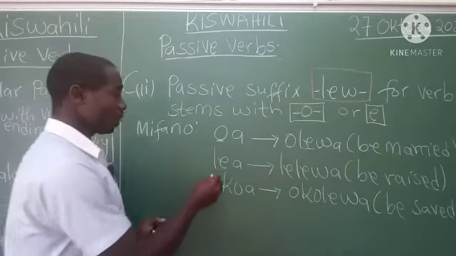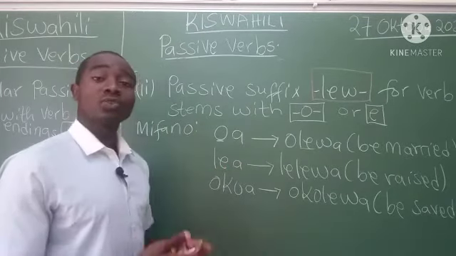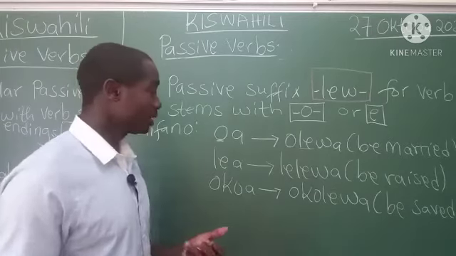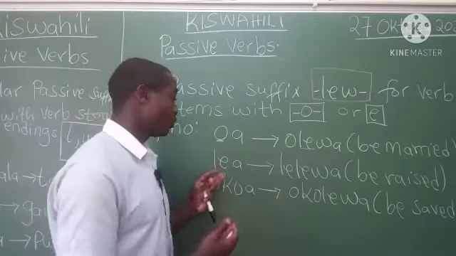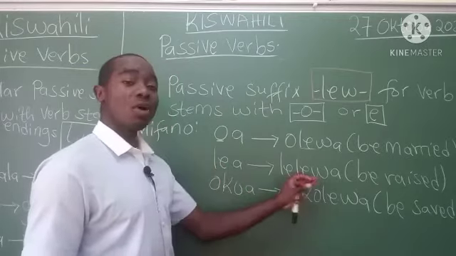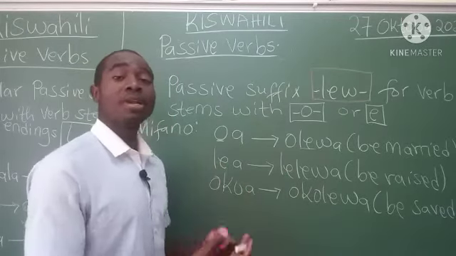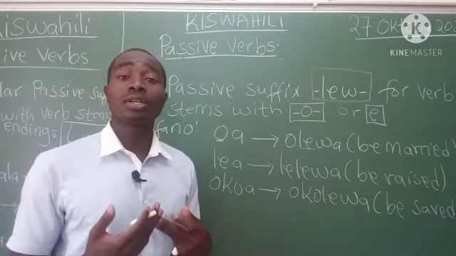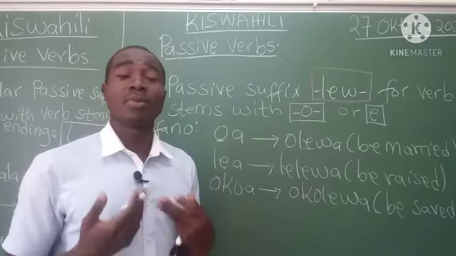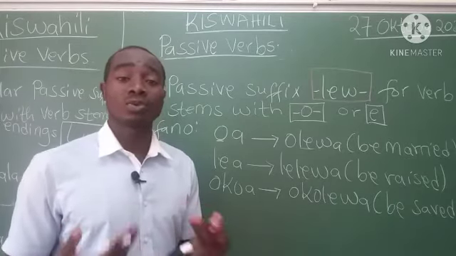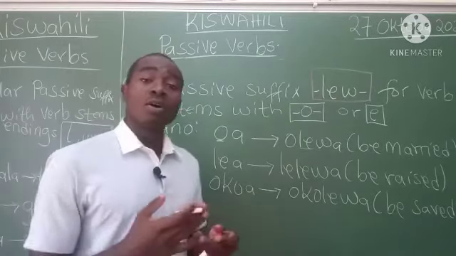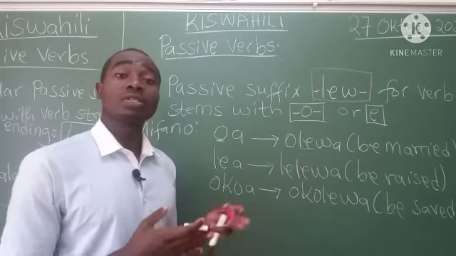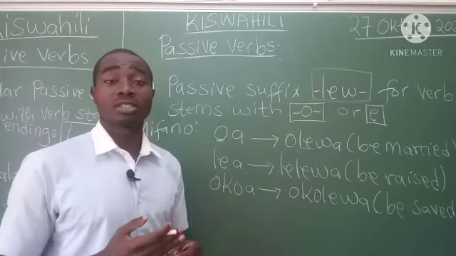Then we have lea. Lea is to raise a child, an animal, something like that. So lea, active verb here, it will be lelewa, to be raised. So mimi nililelewa na wazazi wangu. I was raised by my parents. Sawa. Mbwa alilelewa msituni. A dog was raised in the forest. Sawa.